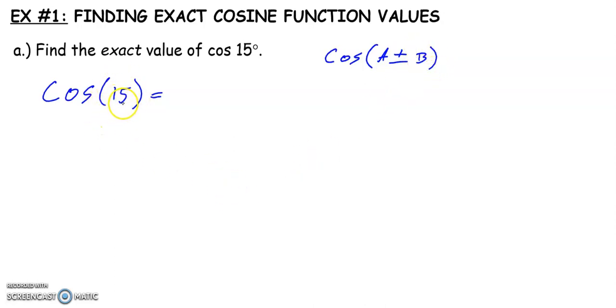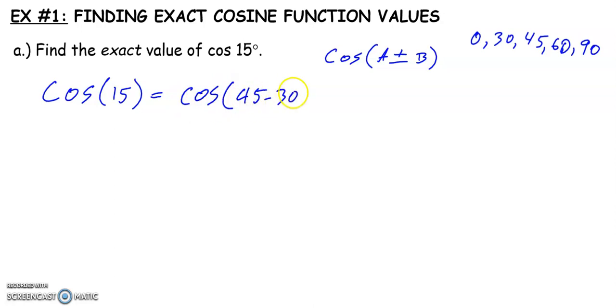Now 15, if you remember on our unit circle, is one of those angles that we don't have on our unit circle. The angles we have on our unit circle are 0, 30, 45, 60, and 90. Those are the angles in quadrant 1 of our unit circle. So to find the cosine of 15, that's not one of those numbers. So can we do some adding or subtracting to get a 15? What I'm thinking is the cosine of 15 can be rewritten as the cosine of 45 minus 30.